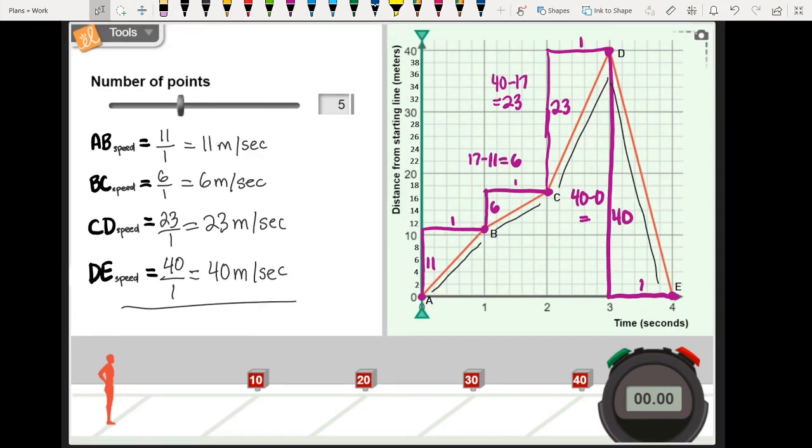Just to clarify very quickly, even though the line is going down to the right, I wouldn't say the speed was negative 40 meters per second, because that wouldn't make very much sense. We don't talk about speeds in terms of negatives.